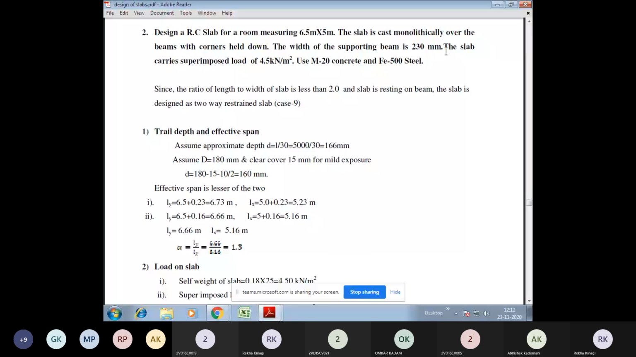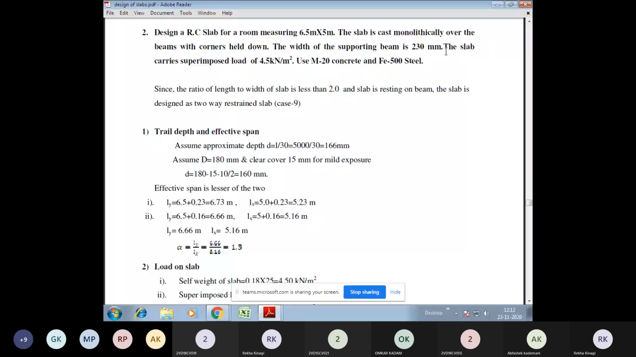Now, according to the numerical, the width of the supporting beam is 230 mm and the slab carries a superimposed load. This superimposed load is nothing but live load of 4.5 kilonewton per meter square. Use M20 grade concrete and Fe 500 steel. And here the slab is casted monolithically over the beams with corners held down. Okay. Then corners are held down. That means torsion reinforcement is to be given. So if torsion reinforcement is to be provided, obviously we are going to refer Table 26.